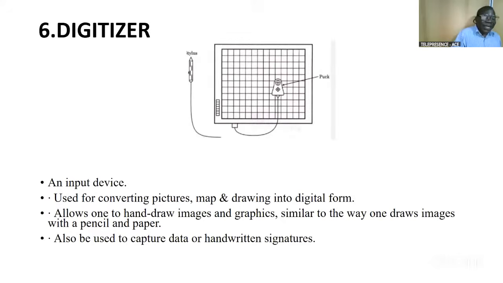Let's come to digitizers. A digitizer is an input device used for converting pictures, maps, and drawings into digital form. It allows one to hand draw images and graphics similar to the way one draws images with a pencil and paper. It can also be used to capture data or handwritten signatures.